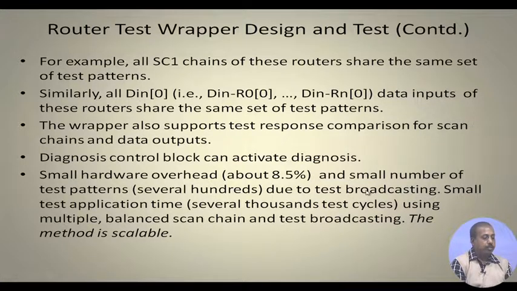So, the overhead reduces significantly compared to the overall chip. Test application time is small using multiple balanced scan chains and test broadcasting. So, the method becomes scalable. With the increasing number of routers in the NoC, the time requirement or the hardware requirement does not increase exponentially.